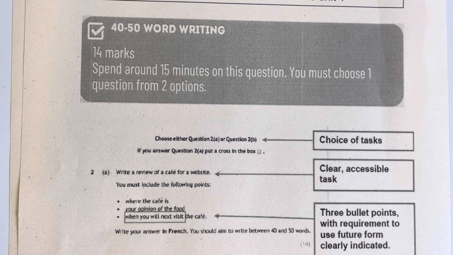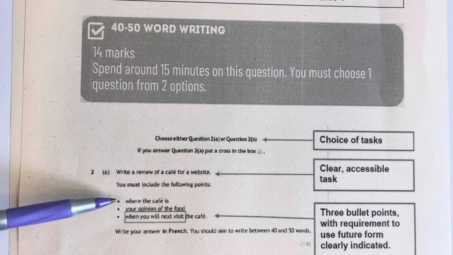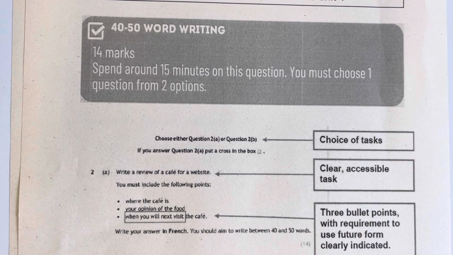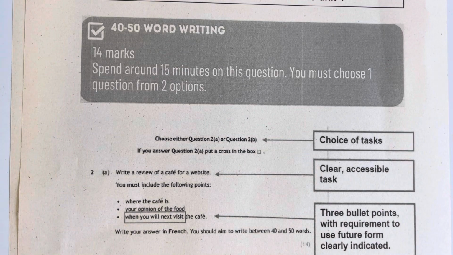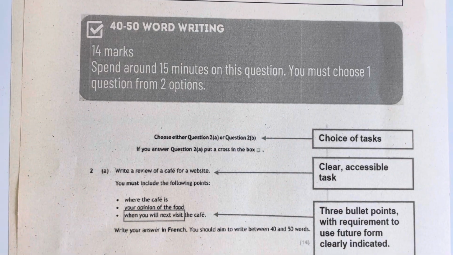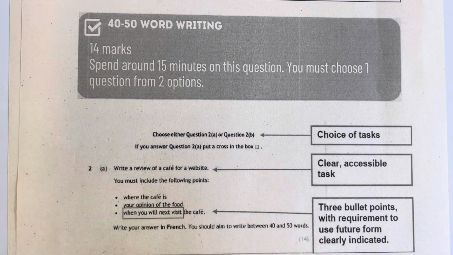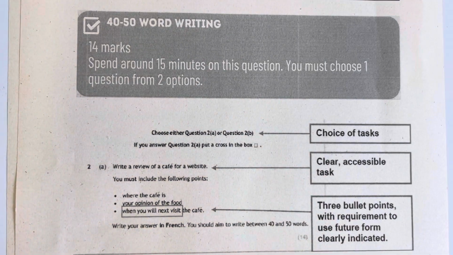Three clear, accessible bullet points make up the 40 to 50 word task. The first two will be testing your knowledge of vocabulary on the topic and your ability to give an opinion. The third bullet point will always ask you to refer to the future tense. Remember, this means that you must clearly make reference to the future. It does not necessarily mean that you need to use the near or simple future tense. Think about some of the work we've done on the cheats guide to forming the future in this topic.